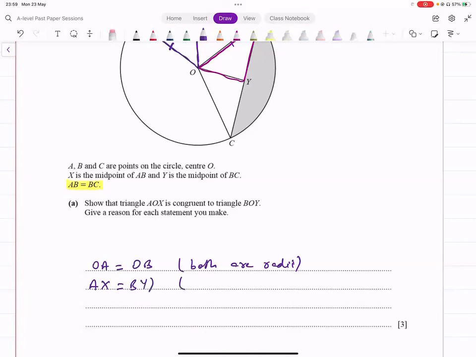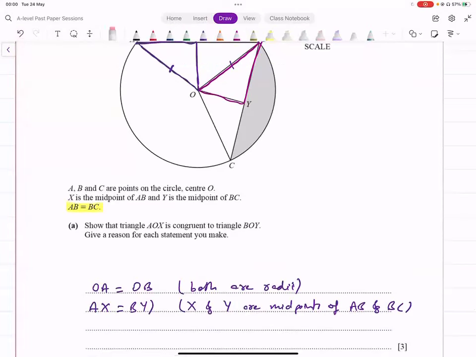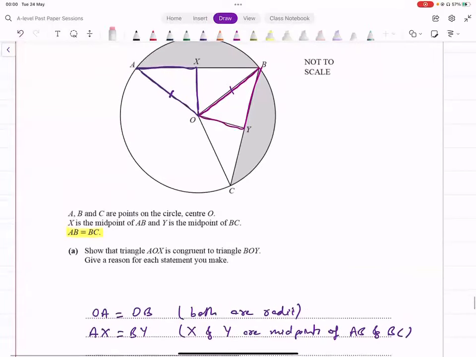What's the reason for that? It is necessary to write the reason. X and Y are midpoints of AB and BC respectively. They are both midpoints, so these two lengths should be equal. AX should be equal to BY. So this length is also equal. That's another length that we've got equal.